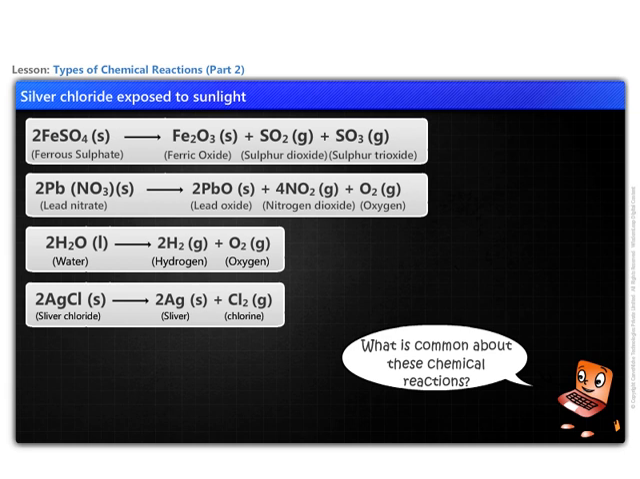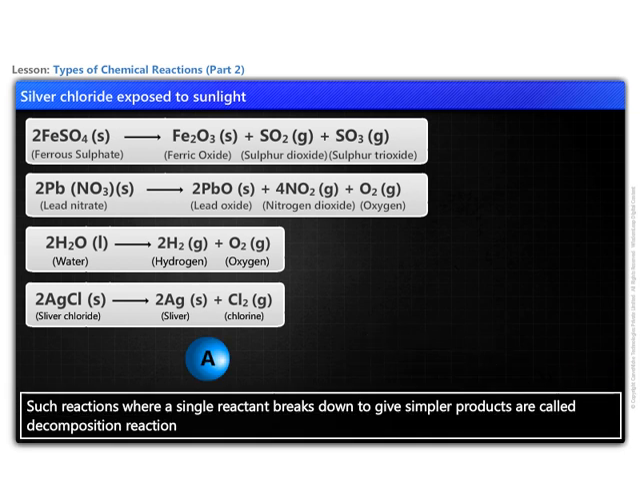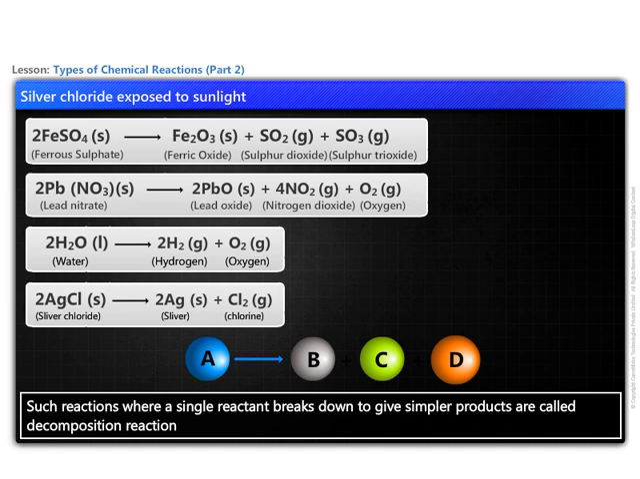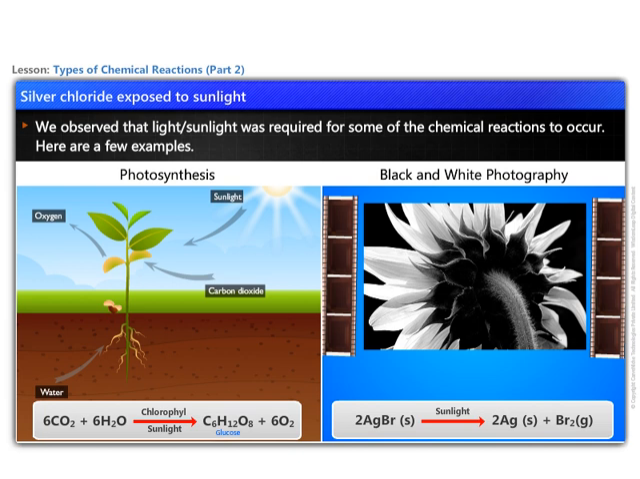What is common about these chemical reactions? Such reactions where a single reactant breaks down to give simpler products are called decomposition reactions. We observed that light or sunlight was required for some of the chemical reactions to occur. Here are a few examples.